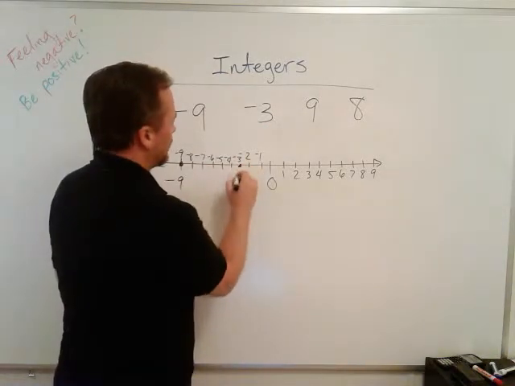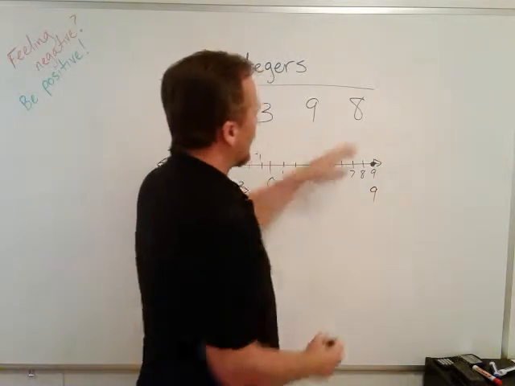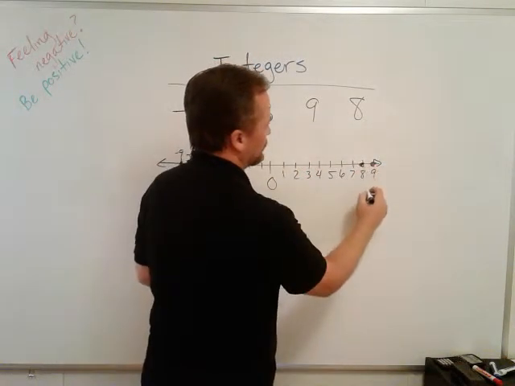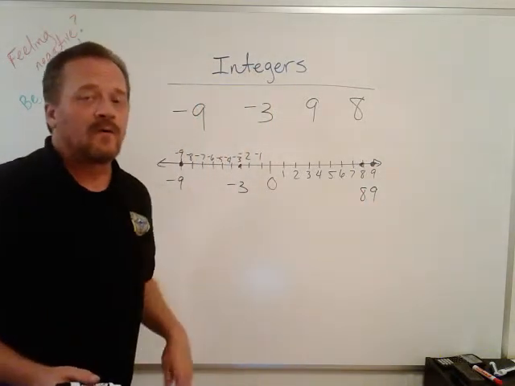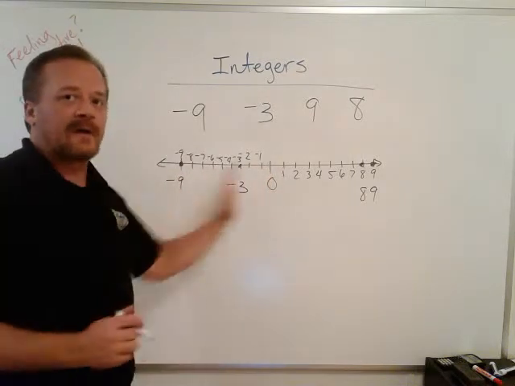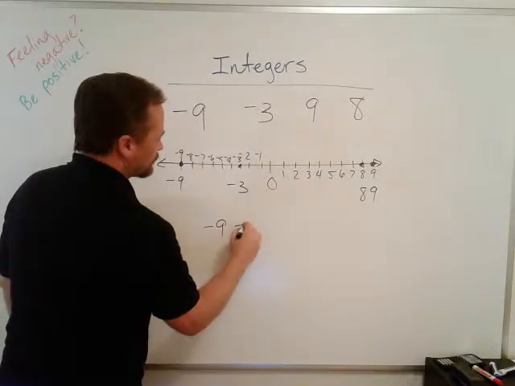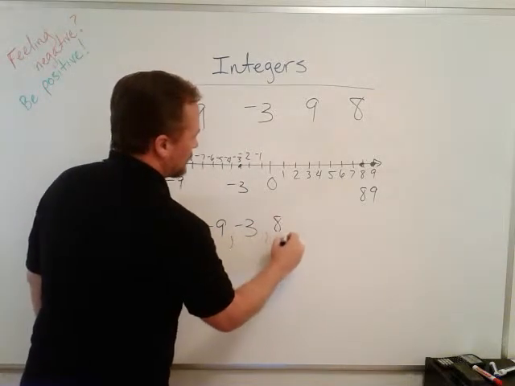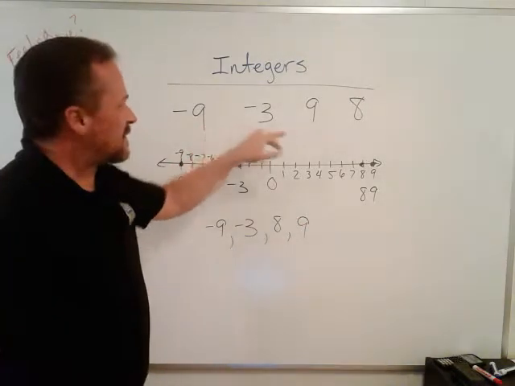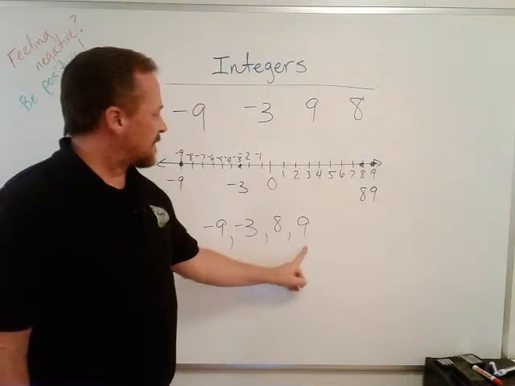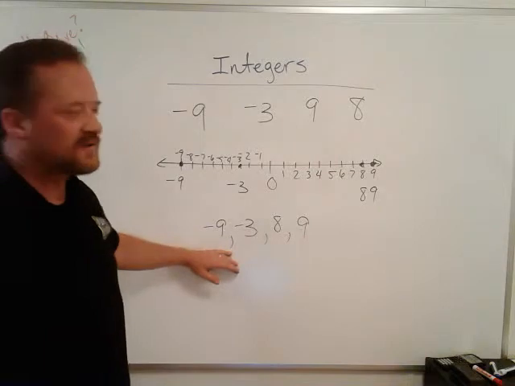-3 is here. 9 is way over here. And 8 is right next to it. Once I put them on the number line, it's already automatically put in order from least to greatest for me if I just go left to right, okay? So ordering these would be -9, -3, 8, and 9. My original list was almost in order. I just had to flip these two to show that 8 is less than 9. All right, so this is what I would call ordering my integers.